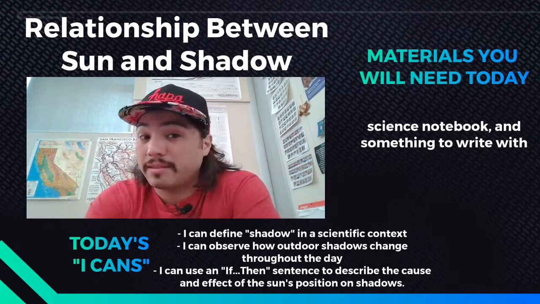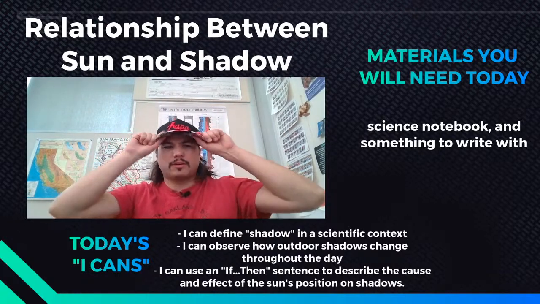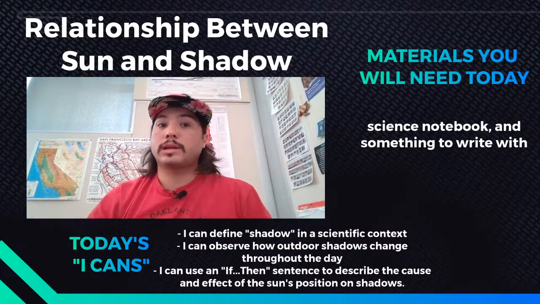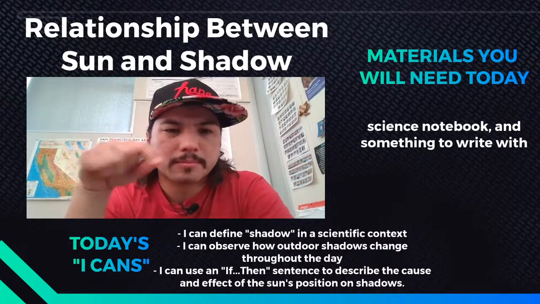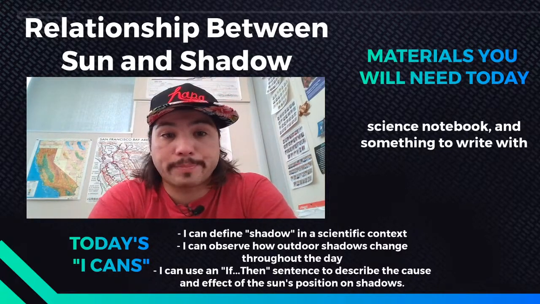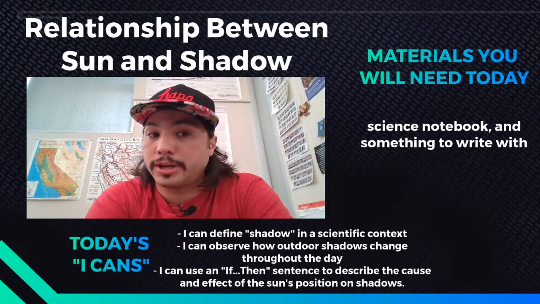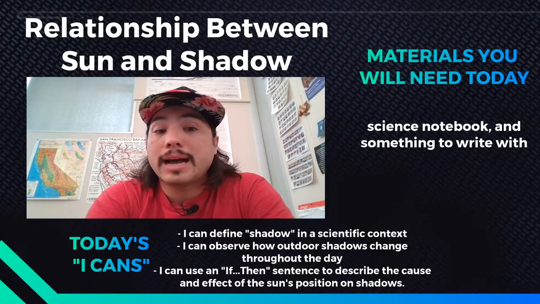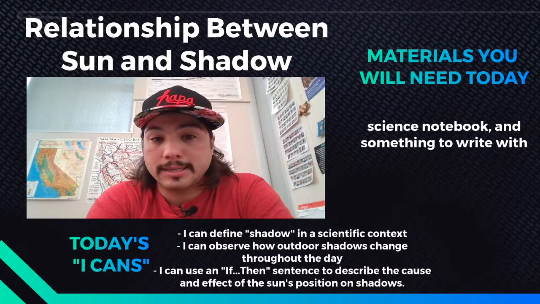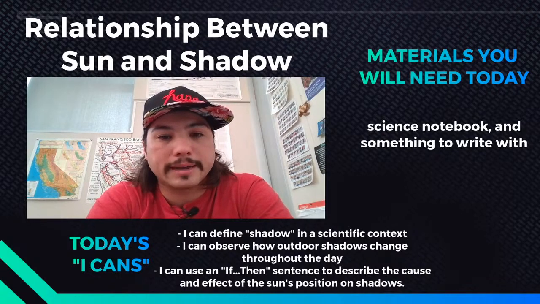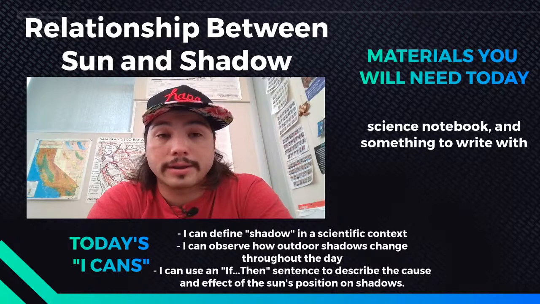And then we have a lot of I cans today. Some of them are leftovers from last time that we'll quickly review, and then we'll get back into it. I can define shadow in a scientific context. I can observe how outdoor shadows change throughout the day. And I can use an if-then sentence to describe the cause and effect of the sun's position on shadows.